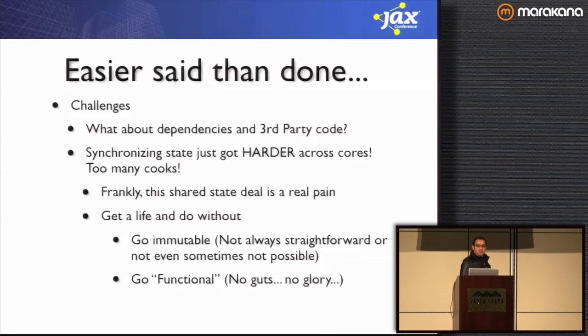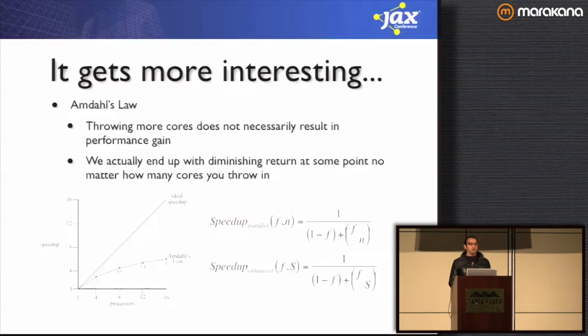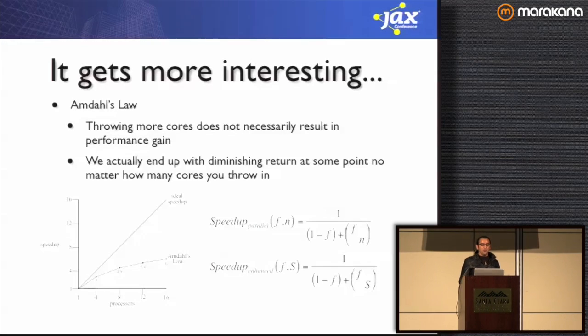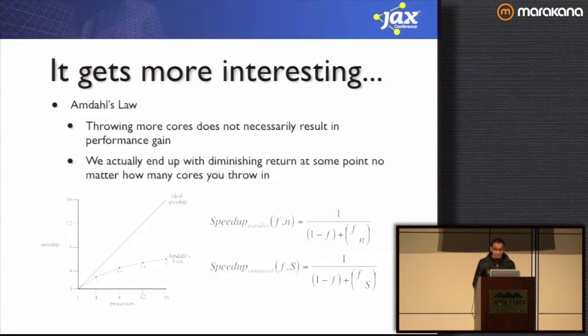You might think that throwing more cores at it would give you more performance, that you'll realize more performance by just running your code on 10 cores instead of two or four. But the problem is Amdahl's law tells you that you get to a certain point where you end up with diminishing returns. Literally, you speed up your application, you get to a point where no matter how many cores you add, your code just doesn't get any faster. So this is what scaling up the application is about.